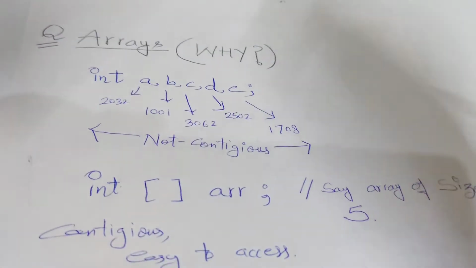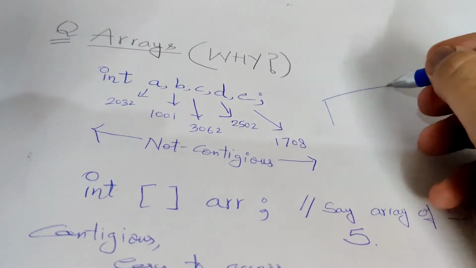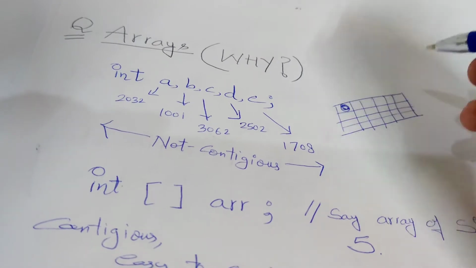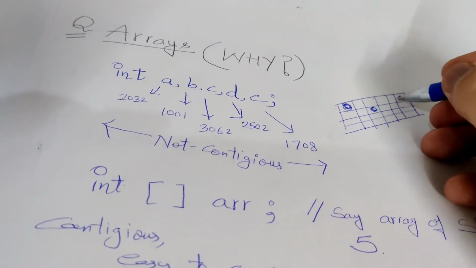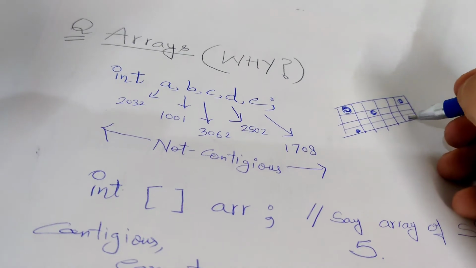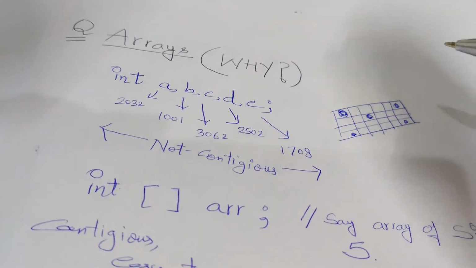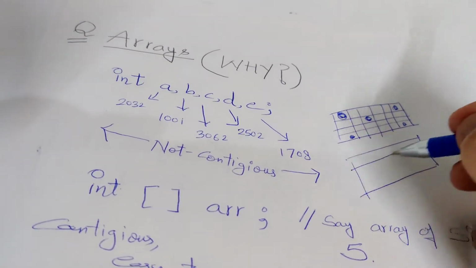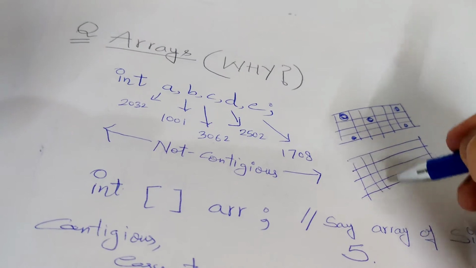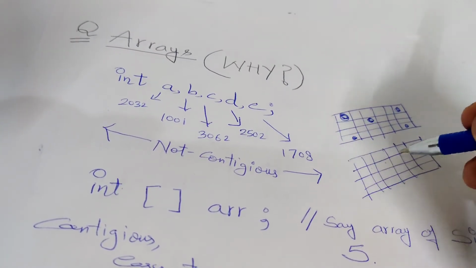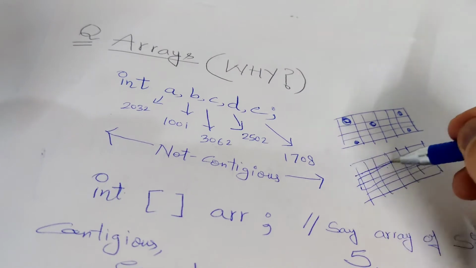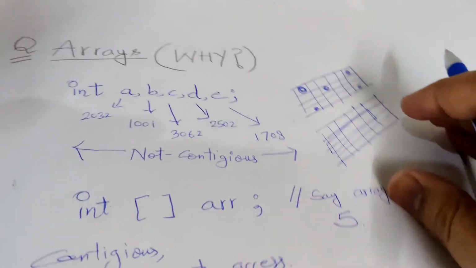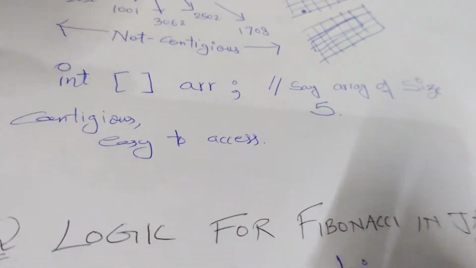And I told them, sir, these 5 locations are not contiguous in nature. It would be somewhat like that. But when I declare an array, then their address locations will be contiguous in nature, like this: 1, 2, 3, 4, 5. So accessibility will be much easier in this scenario. So they really liked my answer. Okay, what is the next question?